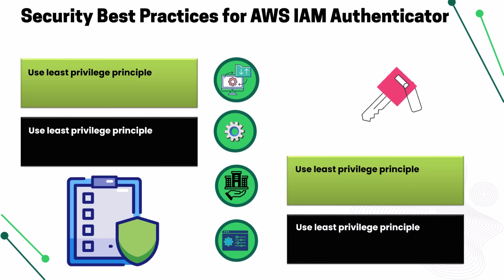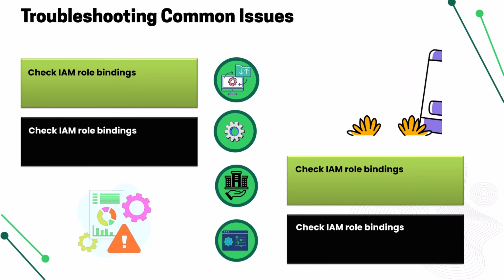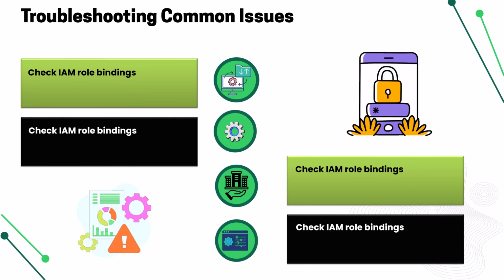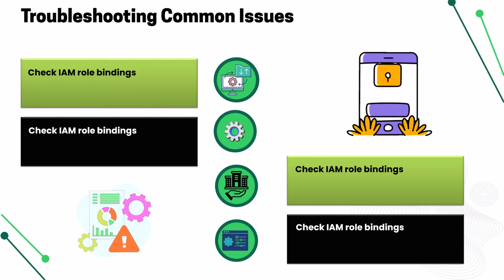Extra protection always helps. Troubleshooting, everyone's favorite part, right? When things go wrong, check IAM role bindings first. Next, verify kubectl settings. Misconfigurations happen to the best of us. Reviewing log files can often pinpoint the issue. And don't forget IAM permissions. Sometimes the simplest things trip us up. Debugging feels a bit like detective work, so grab your magnifying glass and let's crack the case.